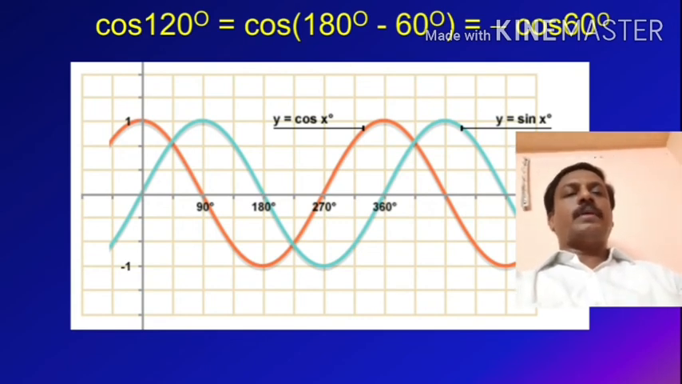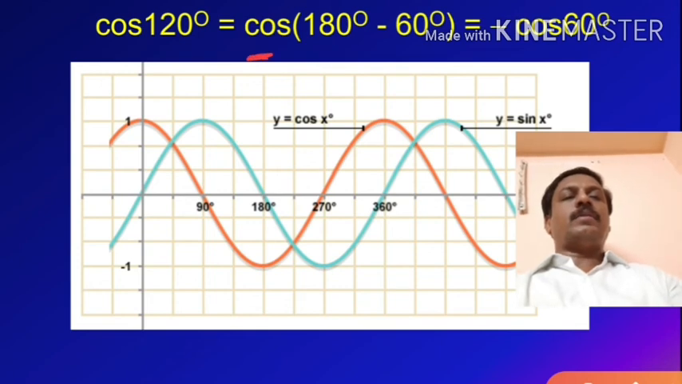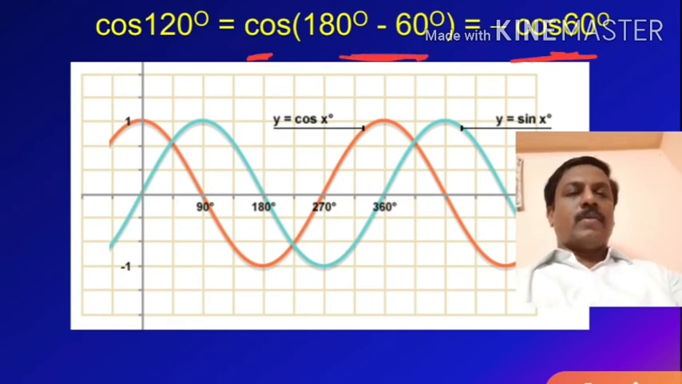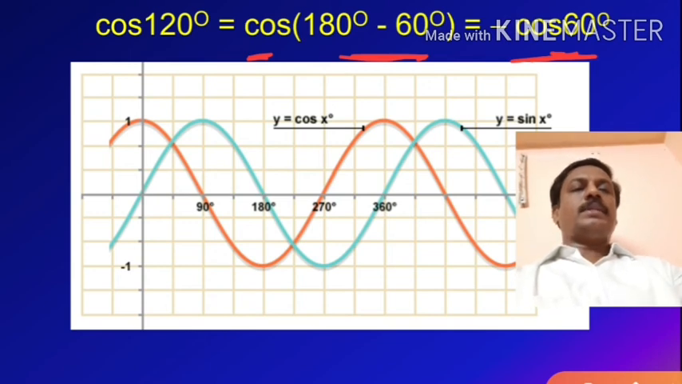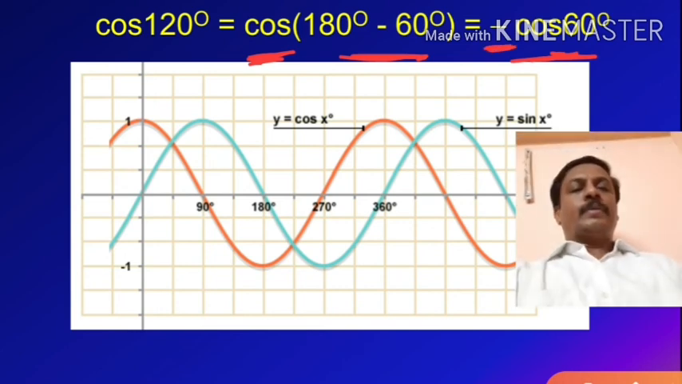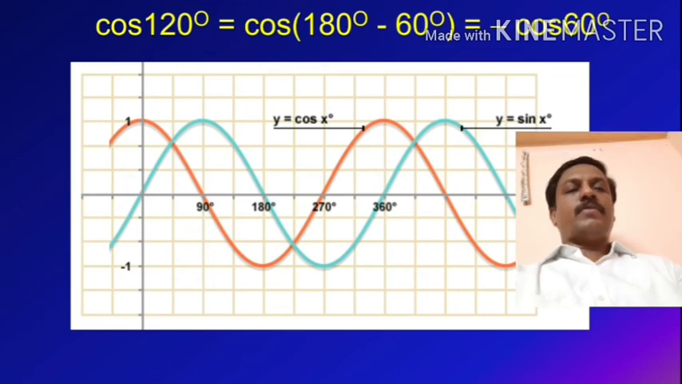Cos 120 can be written as cos of 180 minus 60. When the angle is in the form of 180 minus theta, the function remains as it is. Only we have to apply the sign. Here 180 minus 60 comes in the second quadrant. In the second quadrant only sine is positive, therefore this cos will be negative. So we get minus here. So this is how we get the values of trigonometric functions.